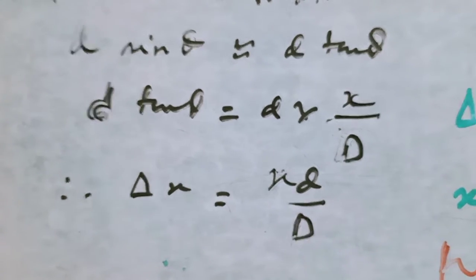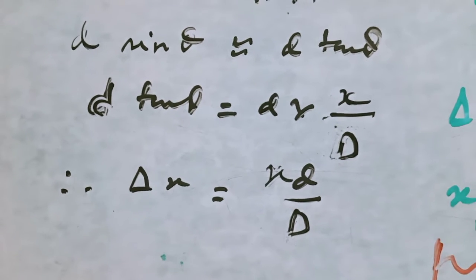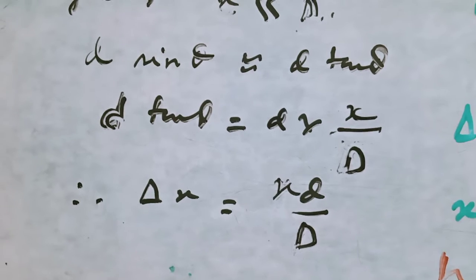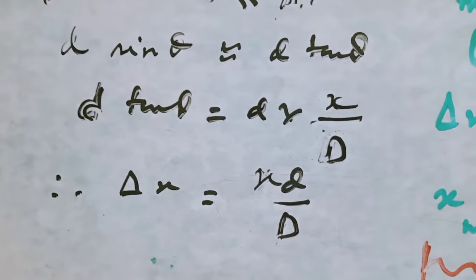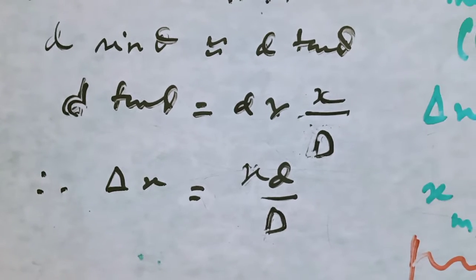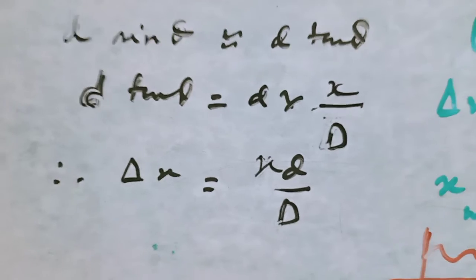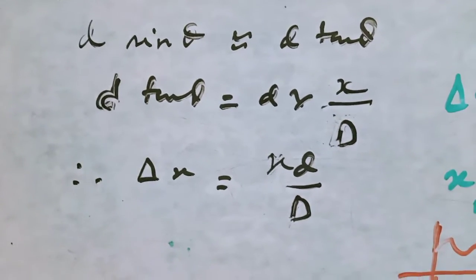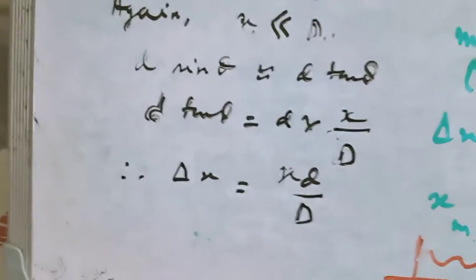That means it is directly proportional to x, the distance from the central fringe or central bright spot to that particular point, and inversely proportional to the distance between the secondary sources and the screen. It is also directly proportional to the distance between the two secondary sources. This is very important: del x is equal to xd by capital D.